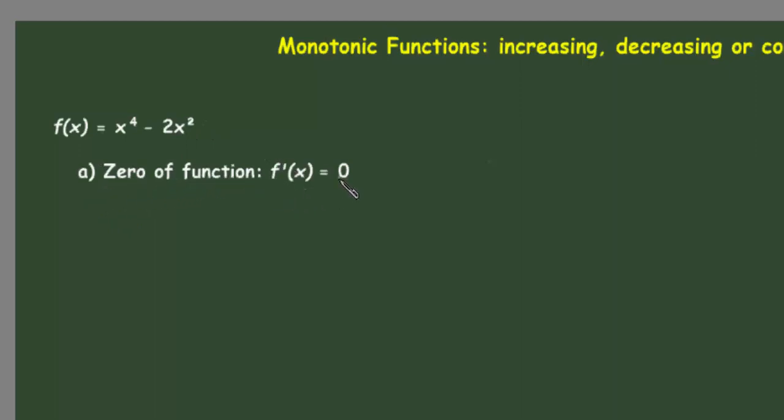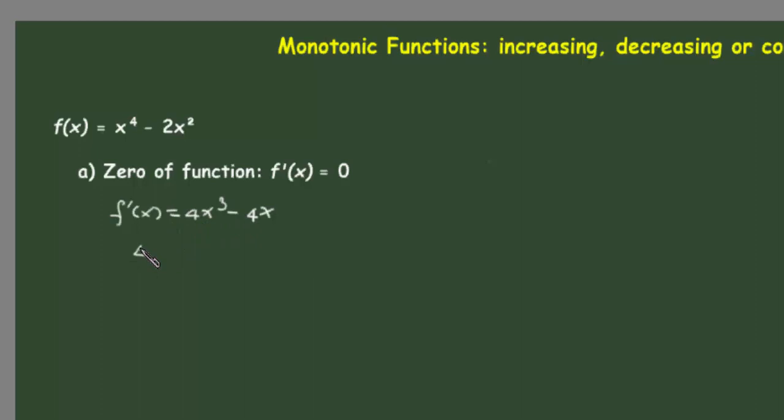Under this condition, f prime of x should be equal to 0, and then we will solve the equation f prime of x equals 0. So taking the first derivative of the function, f prime of x, of course, is equal to 4x to the power 3 minus 4x. That's the first derivative function, and we have to solve this equation equal to 0.